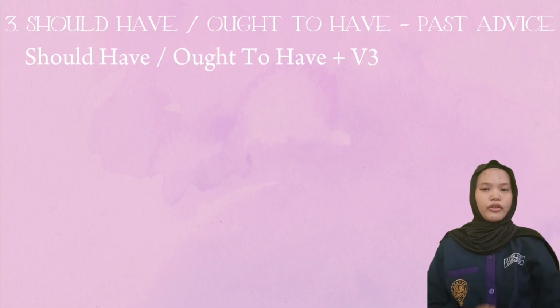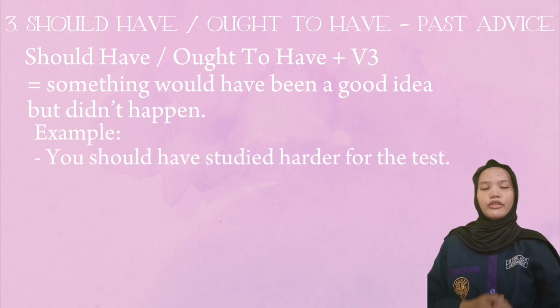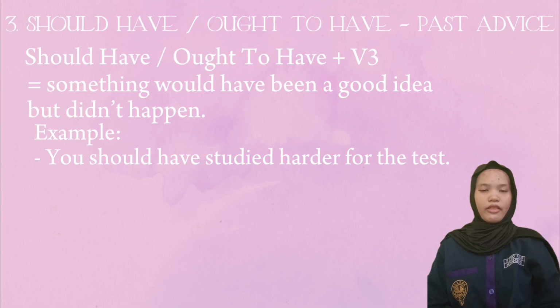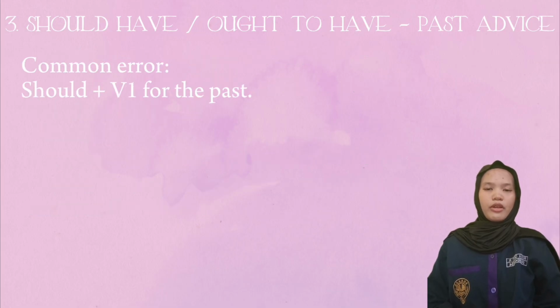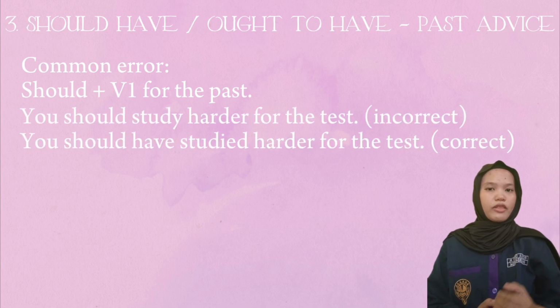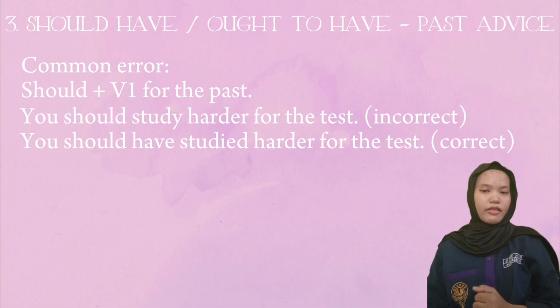Then we use should have or ought to have plus verb 3 when something would have been a good idea but didn't happen. For example, you should have studied harder for the test. Another example is, I didn't bring an umbrella. I should have checked the weather. A common error is that students say should plus verb 1 for the past. You should study harder for the test is incorrect. The correct one is, you should have studied harder for the test.